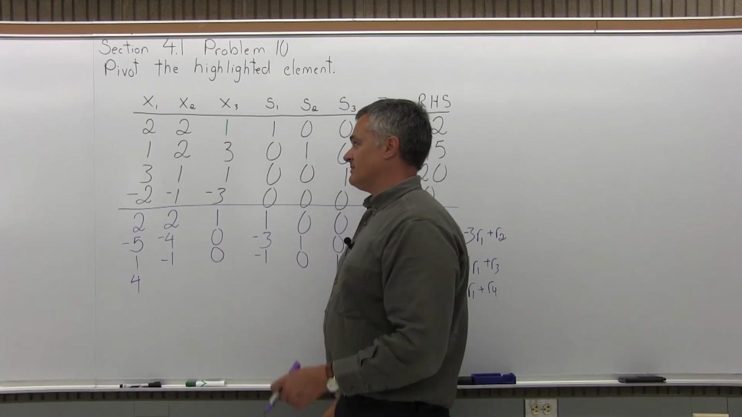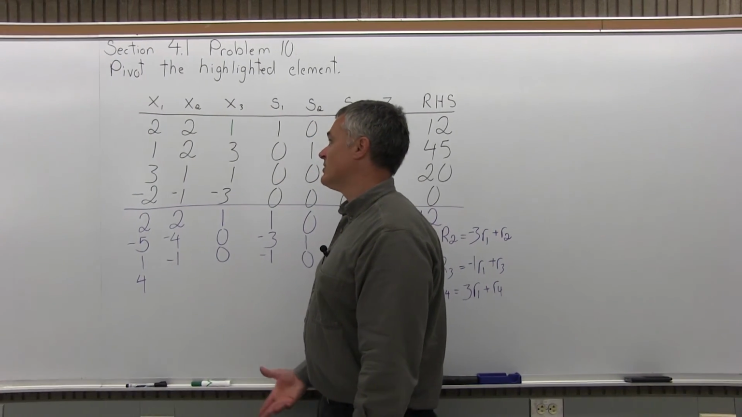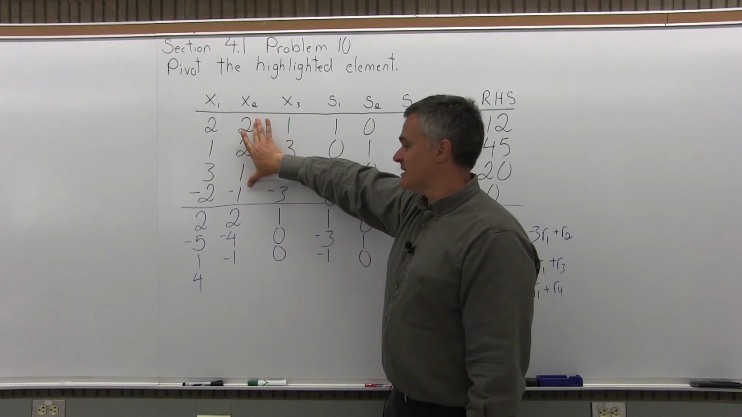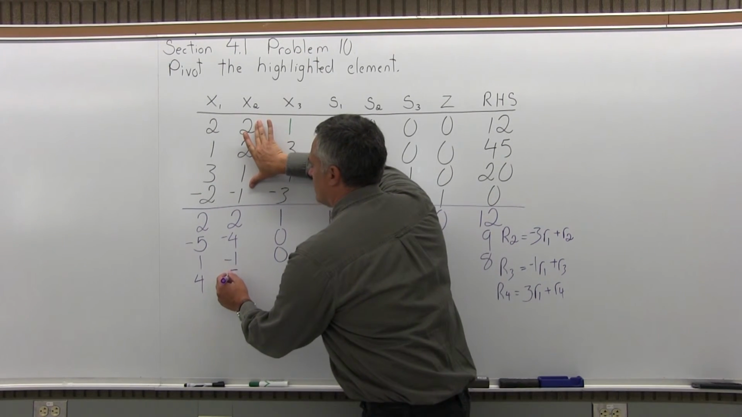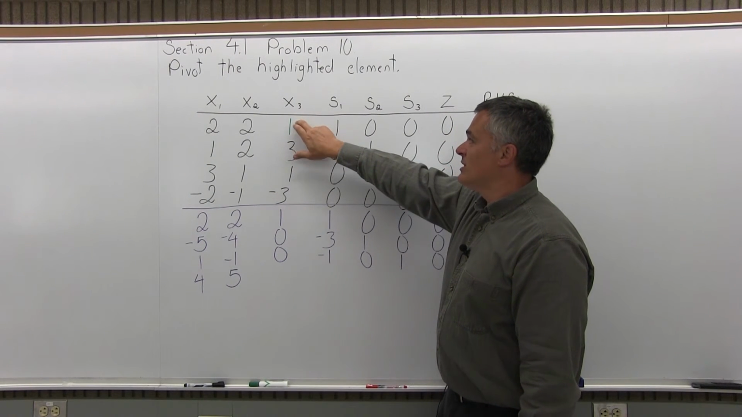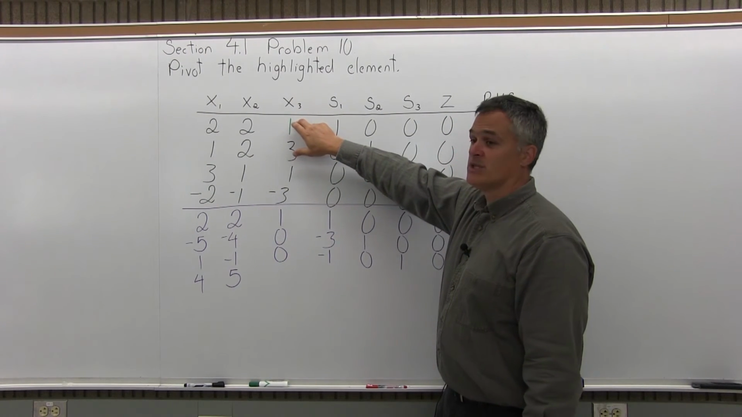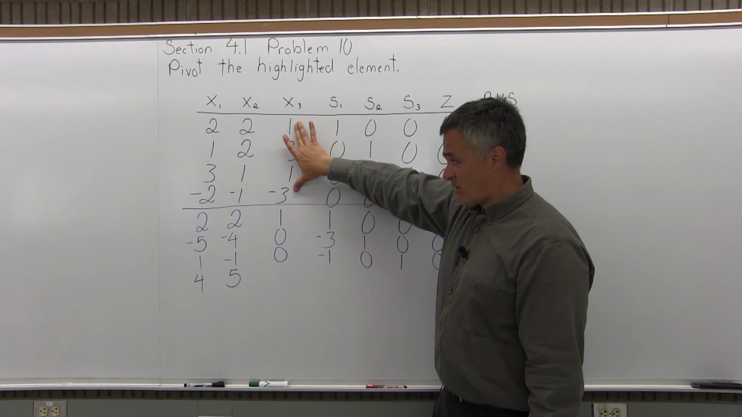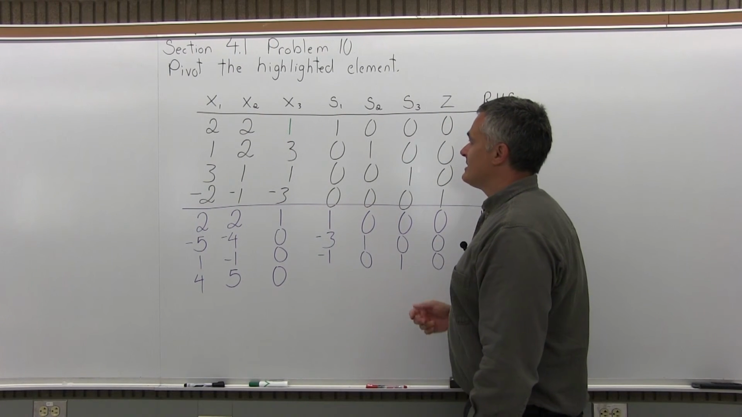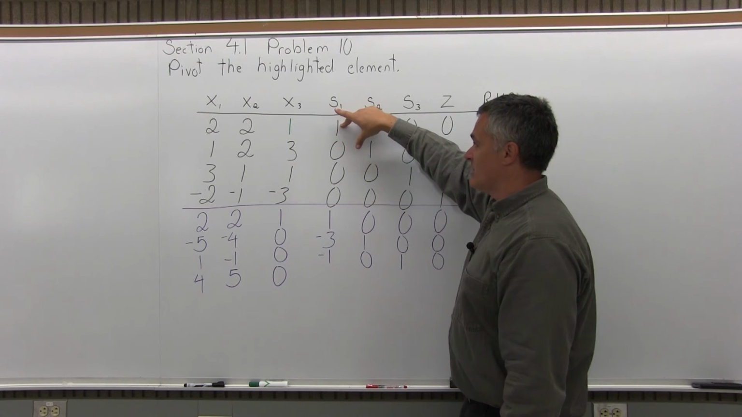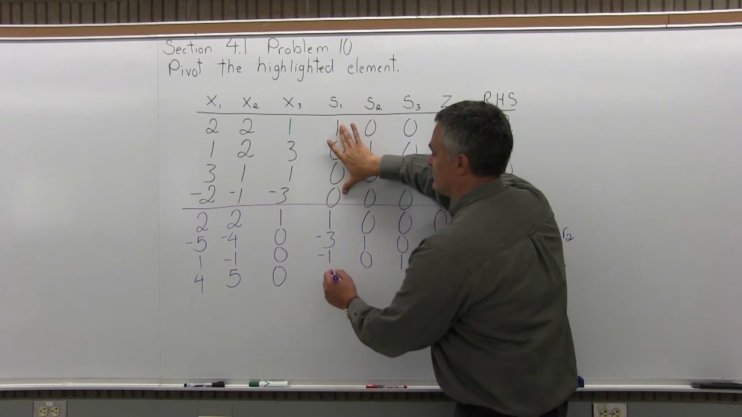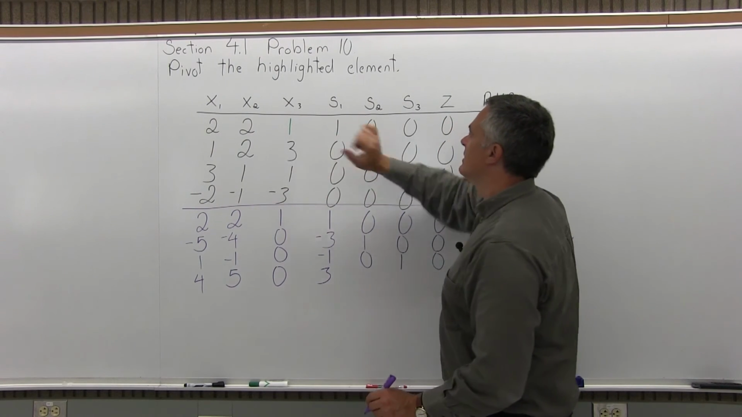The next column, 3 times row 1 is 3 times 2 again, which gives me another 6. And I'm going to add that 6 to row 4. This time I'm going to be adding 6 and negative 1. 6 and negative 1 is positive 5. Next, 3 times row 1 is 3 times 1, which is positive 3. I'm going to add that to row 4, so positive 3 and negative 3 is 0. Next, 3 times row 1 is 3 times 1, which is 3. I'm going to add that to row 4, 3 plus 0. 3 plus 0 is 3.